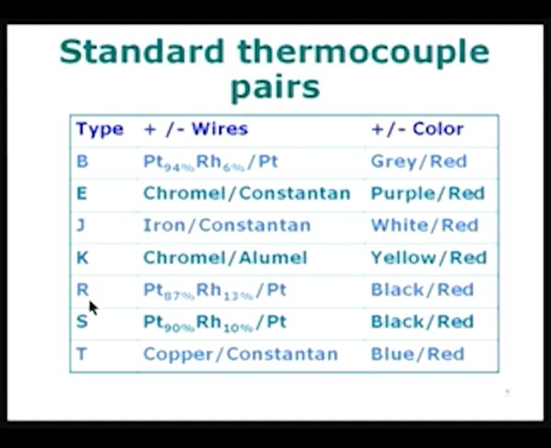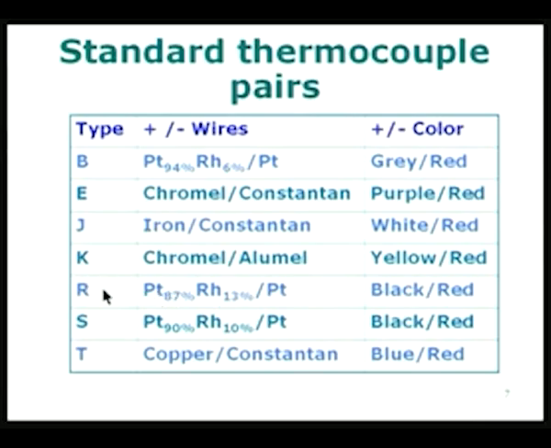Then there are some which are specifically meant for high temperature thermometry. R, S, these two are specifically useful for high temperature measurement. So, platinum 87 rhodium 13 versus platinum, black and red. The 87 platinum 13 rhodium element is black and platinum is red. This is useful for very high temperatures.